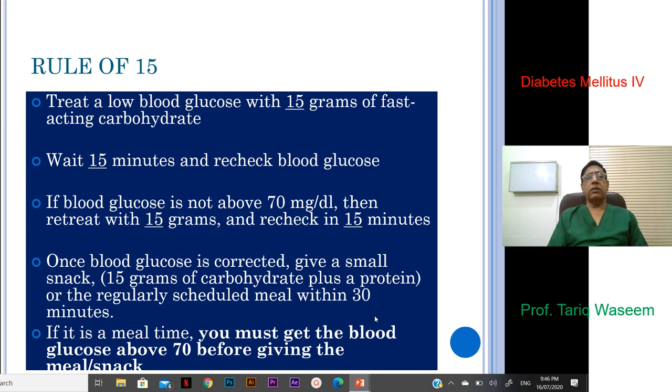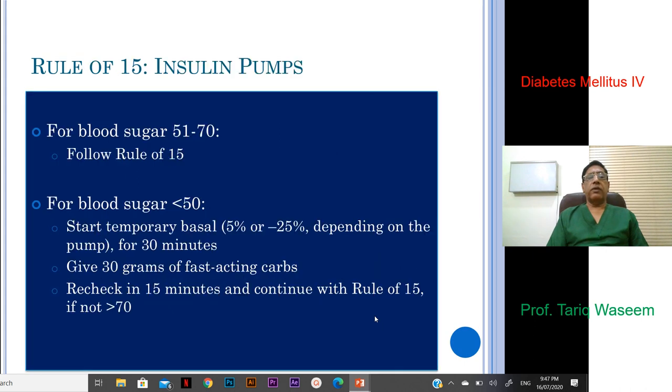Usually the first thing is to give 50 gram of fast-acting carbohydrate in the form of sugar or candies. Wait for 50 minutes, recheck blood sugar. If blood sugar is above 70, repeat again 50 gram of sugars, and once blood sugar is corrected, you then can keep on checking blood sugar every 30 minutes, right? And you have to maintain it above 50, right.